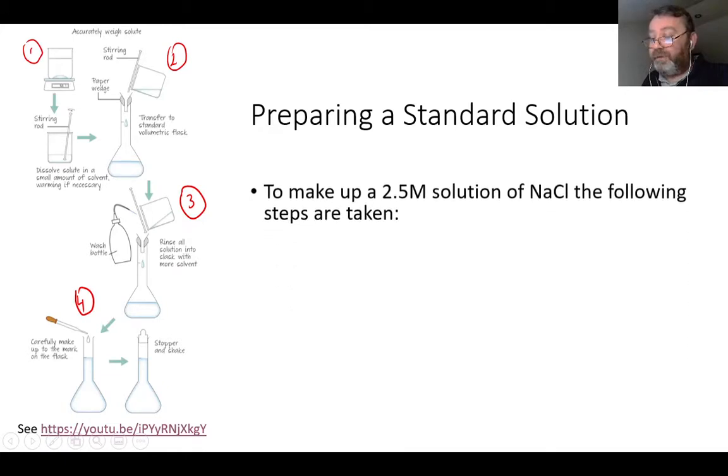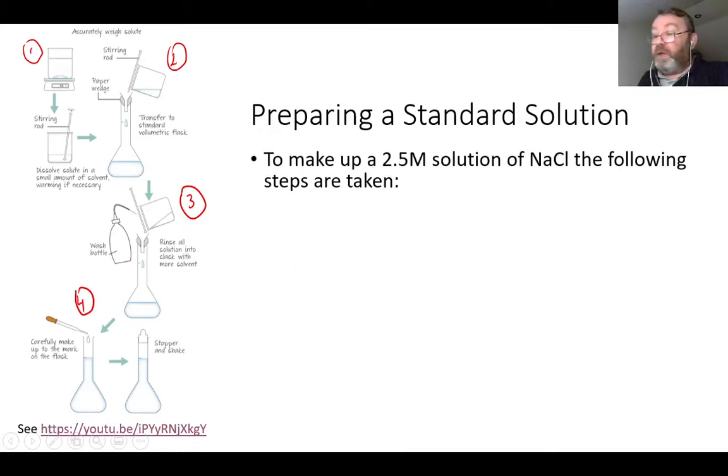Okay, so let's just take the steps again. Number one, if I wanted to make up a 2.5 molar solution of NaCl, what would I do? Well, first of all, is NaCl available pure? Yes. Is NaCl stable in air? Yes. Is NaCl dissolvable in water? Yes. So therefore, it is a primary standard. Now, I want to make up a 2.5 molar solution of NaCl. So what do I do?